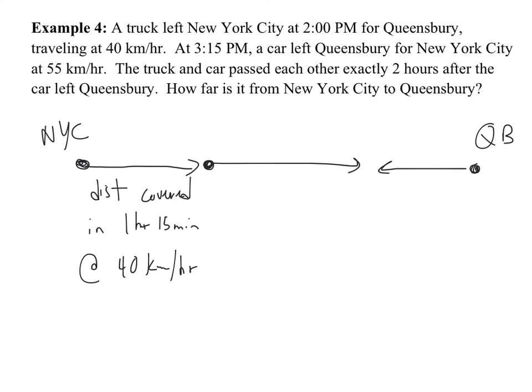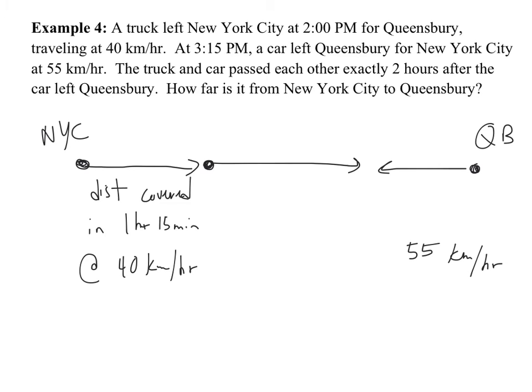Then 3:15 arrives. He's at some location now, and they both take off and start traveling toward each other. The car leaving Queensbury travels at 55 kilometers per hour. But I'm not going to write any more detail for him, because at this point it's like the problem had started over. They pass each other 2 hours after the car leaves Queensbury.